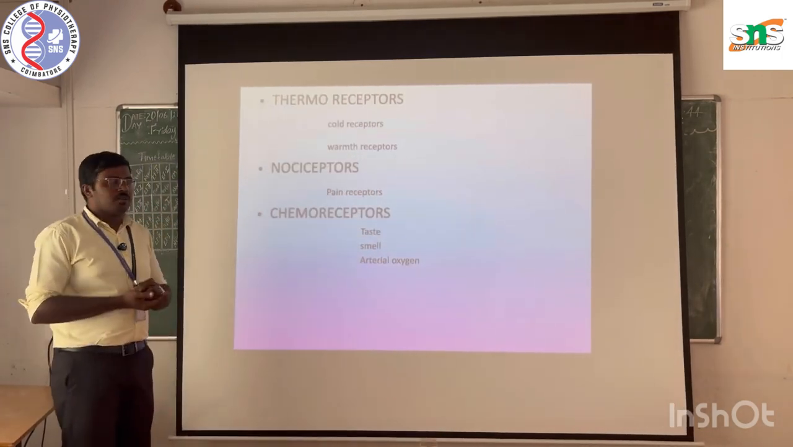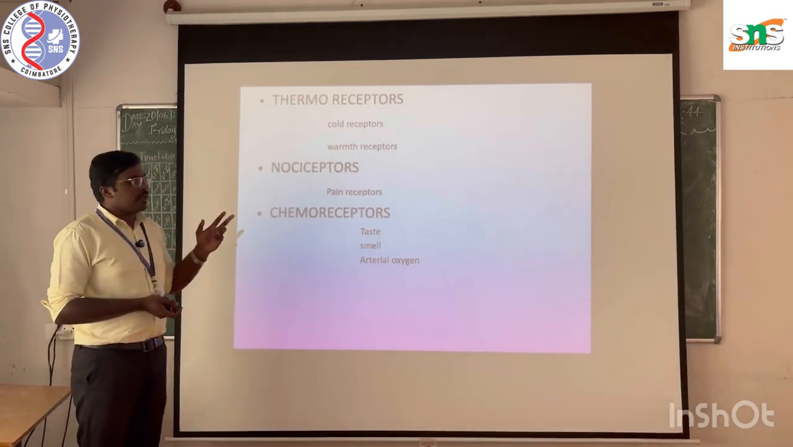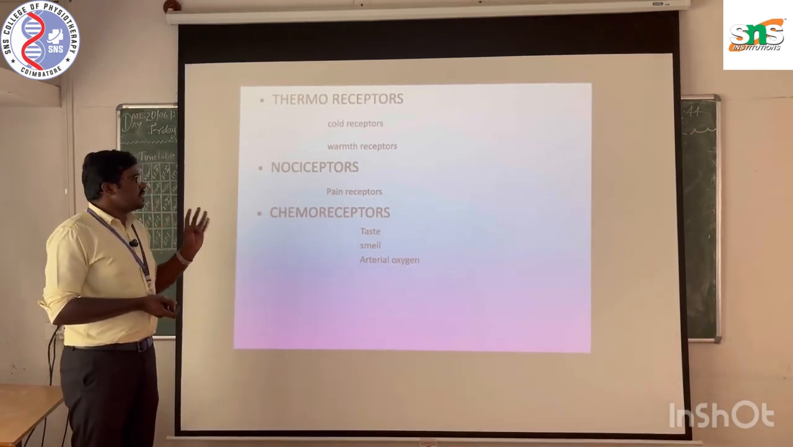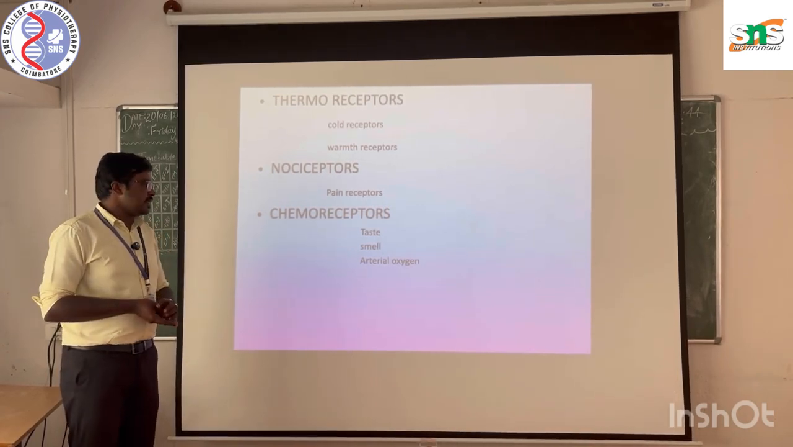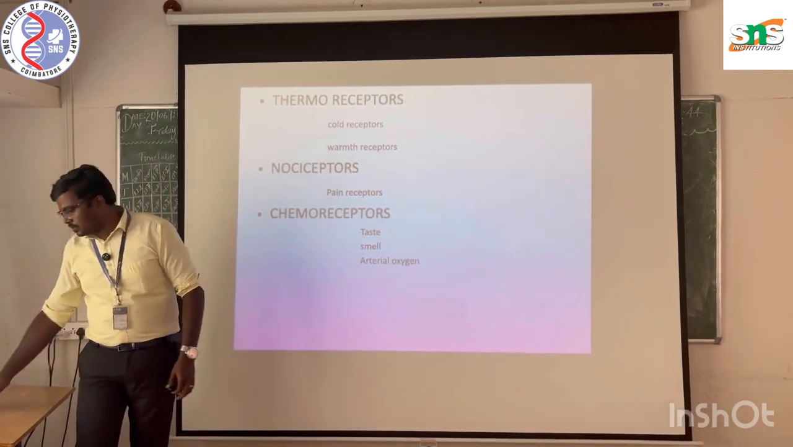Thermoreceptors are of two types: cold receptors and warm receptors. The nociceptor is the pain receptor, and the chemoreceptor is for taste, smell and oxygen.